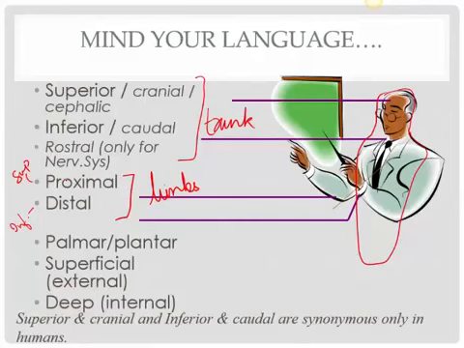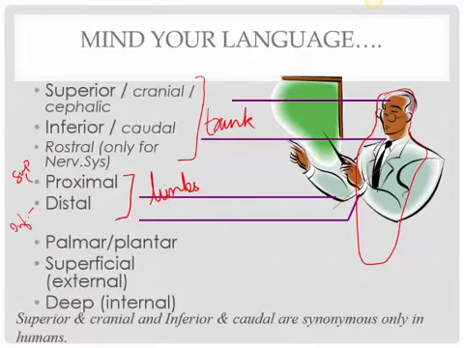Okay? Same goes for the lower limb. The knee is distal to the hip joint. The hip is proximal to the knee. So you can't use the word superior and inferior because that's anatomically not correct. You have to use the words proximal and distal.